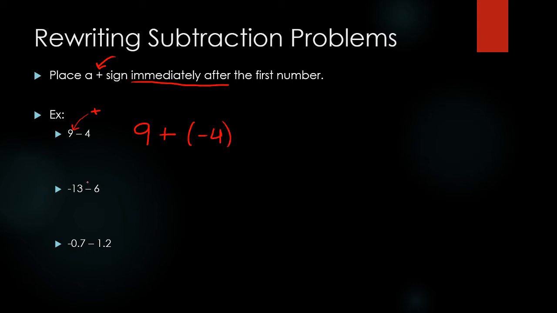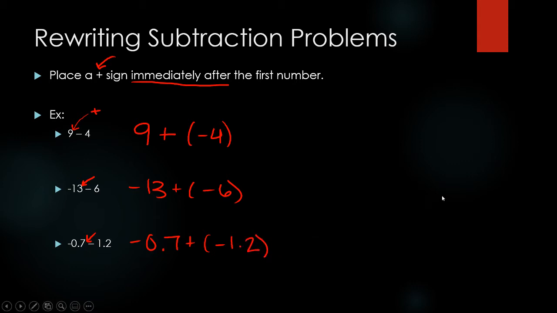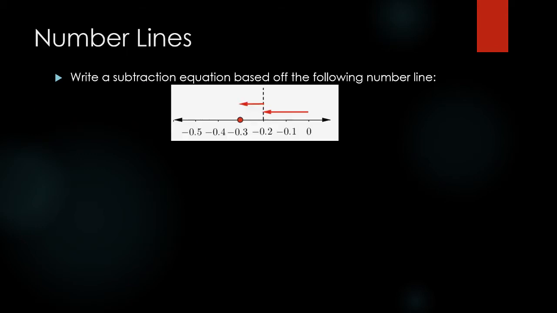Again, immediately at the end of the first number. Negative 13 is my first number, so I need a plus sign right here. Then that minus sign is going to stay with my 6. And one more time, negative 0.7 is the end of the first number, so the plus sign goes right after that. And negative 1.2 is going to go right afterwards, just like that. So that's how you rewrite those subtraction problems like an addition statement.